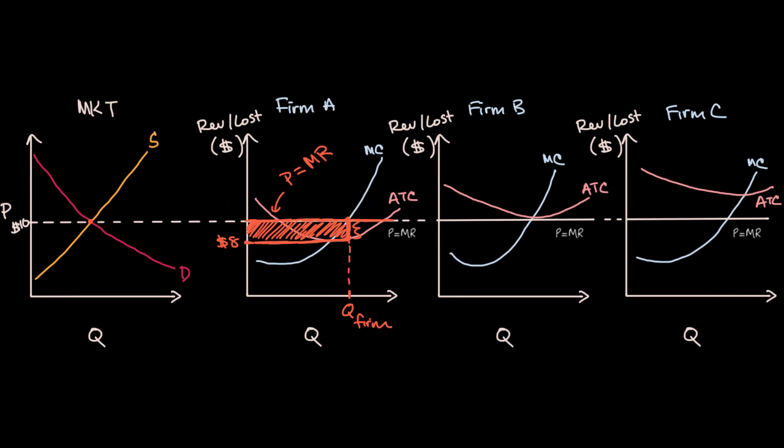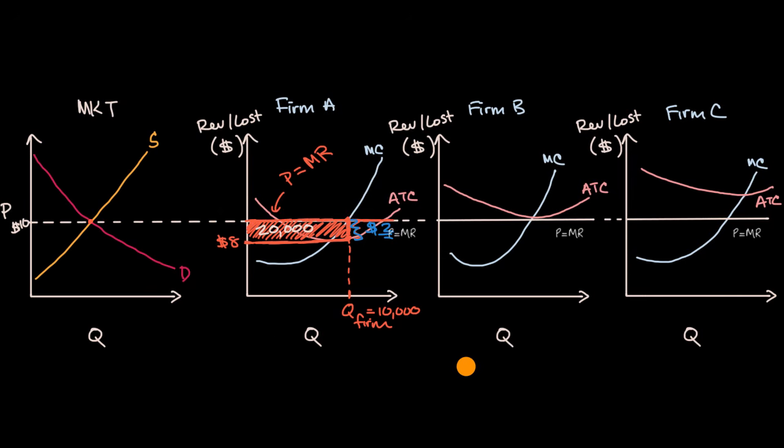The height right over here, let me do this in a different color. This height right over here is $2. And then the width is going to be the quantity of that firm. Let's say it's 10,000 units per year. And so the area right over here would be $2 times 10,000. It would be $20,000 per time unit, if we're talking all of this is, say, per year.